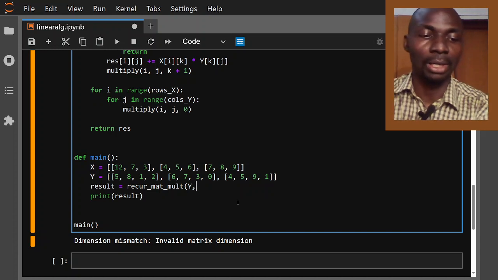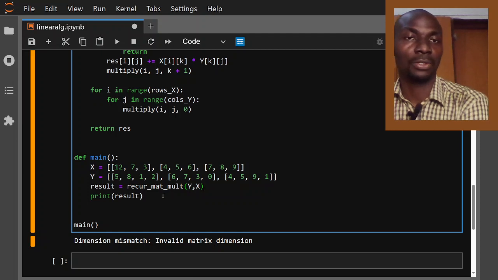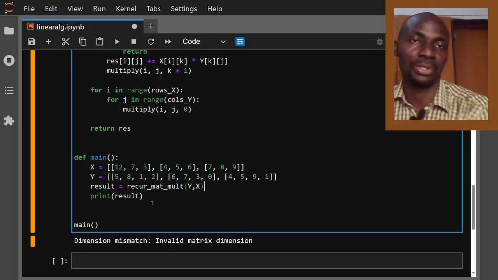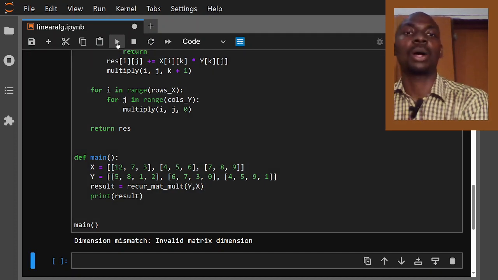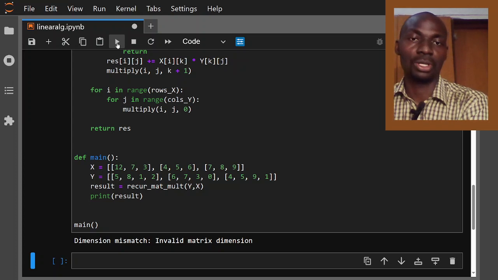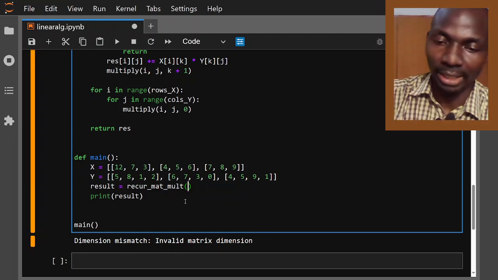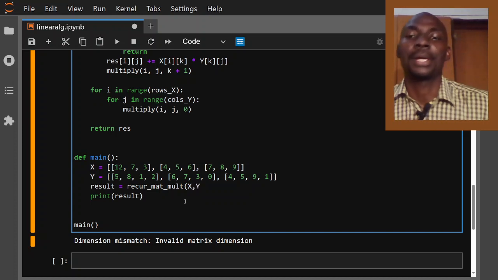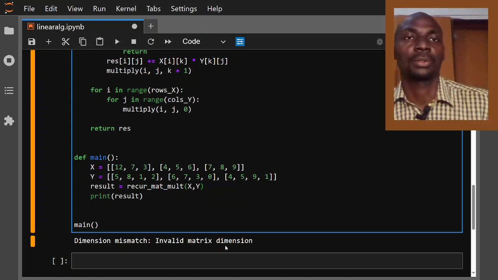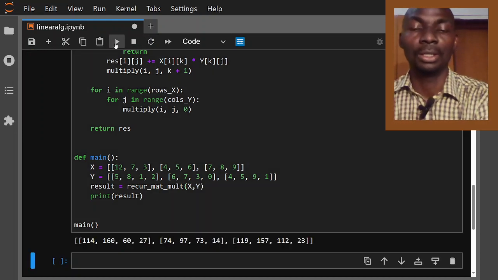Usually in our arithmetic, we remember the commutative law, that if something flips and gives the same result, then we say it is commutative. So let's try this. Wow, matrix multiplication is not commutative. So let's go back to our first implementation, X, comma, Y, and let's run it. Wow, it does work.